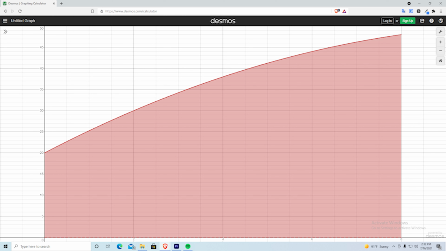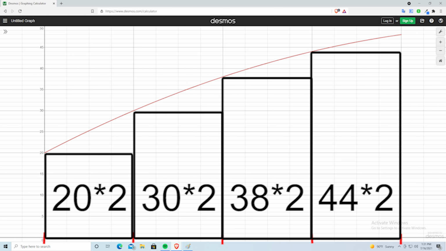Now this area here is not easy to find because this is not a familiar shape. It almost looks like a trapezoid, but because one of the sides is curved, there's no easy formula to find the area of this shape. And so for now, I do have to make do with these approximations.